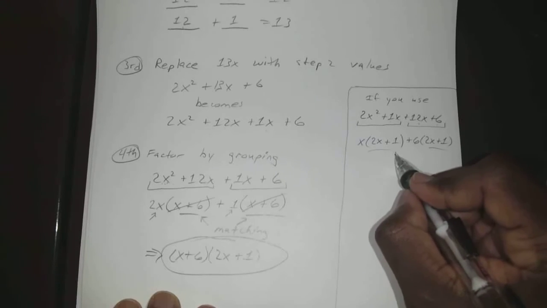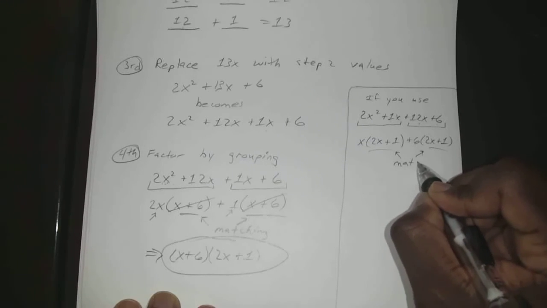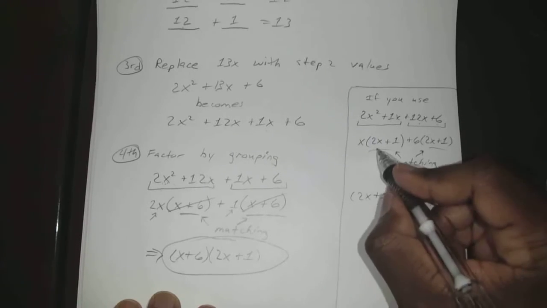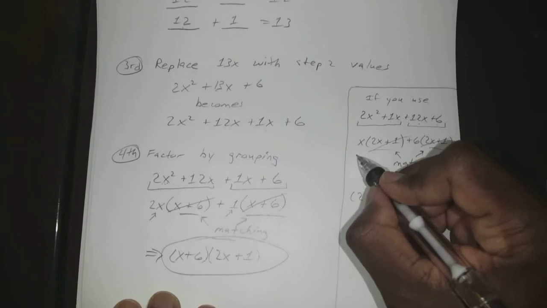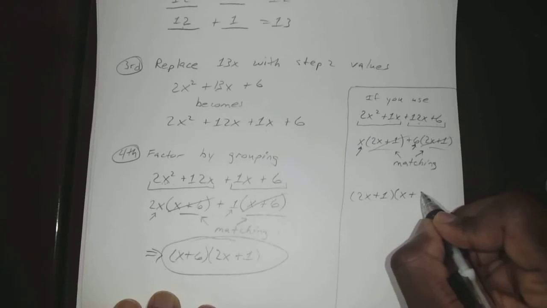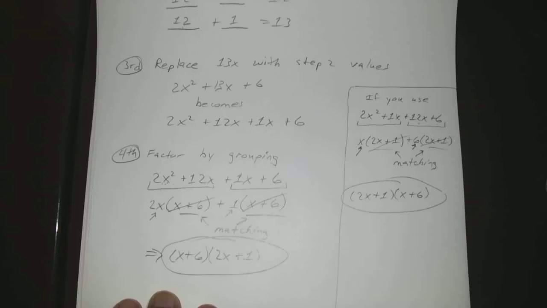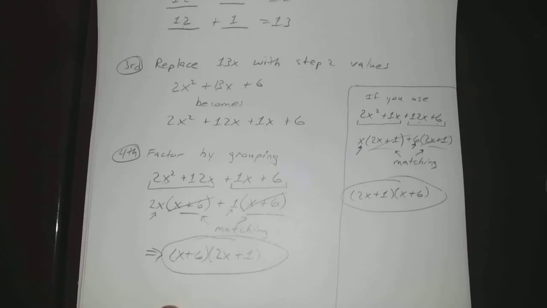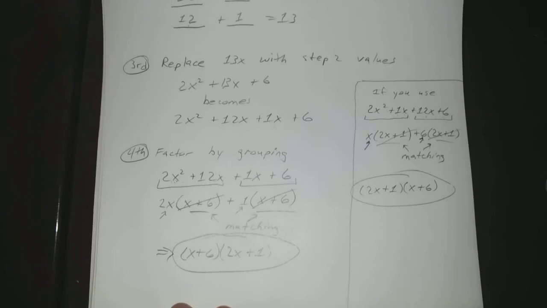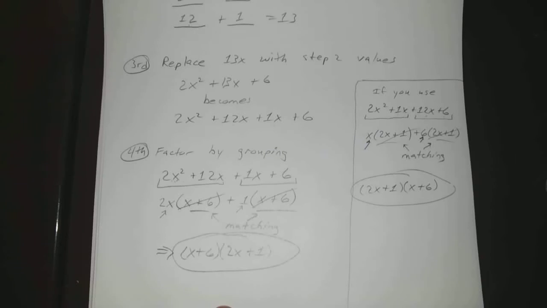So if you have your matching binomial, you bring out your 2x plus 1. And go ahead and cross those out. Whatever's left goes into the other parentheses, so you just have the x plus 6. So you get the same answer, it'll just be switched around. That's why it doesn't matter which one you put first. All right, any questions on that one? All right, I'll leave that up for a few more seconds.